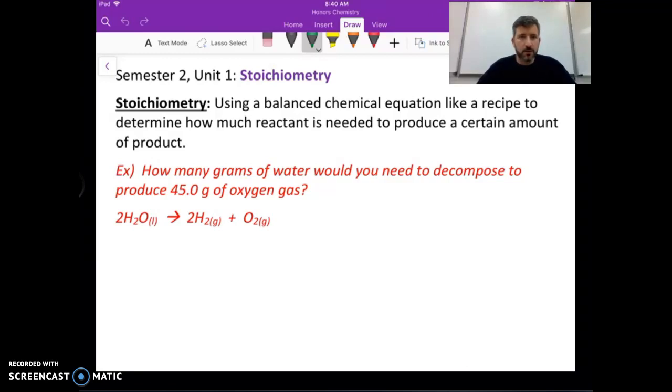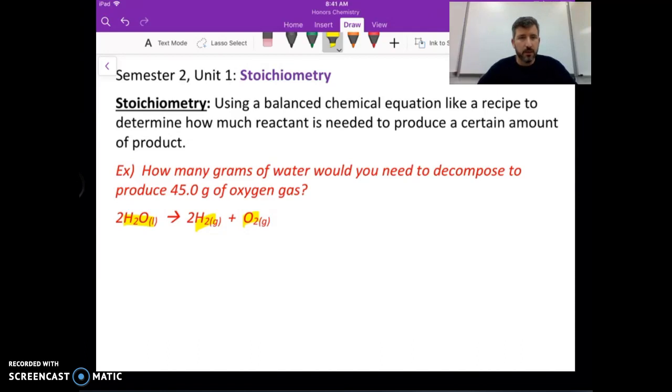So stoichiometry, basically, we're just using a balanced equation like the one that you see down below. It works like a recipe to determine how much reactant you need to make a certain amount of product. So if our goal in this case is to take water and break it down into hydrogen and oxygen, maybe we need that hydrogen for some purpose, like fueling a hydrogen fuel cell car or something like that. So we need to make a specific amount of it, and we need to know how much water is going to be required to make that amount. So that is what stoichiometry is in general.